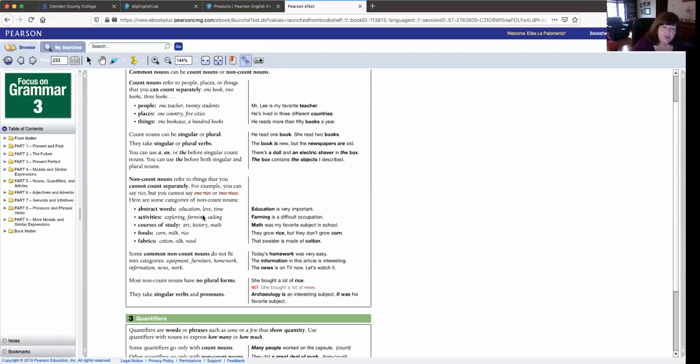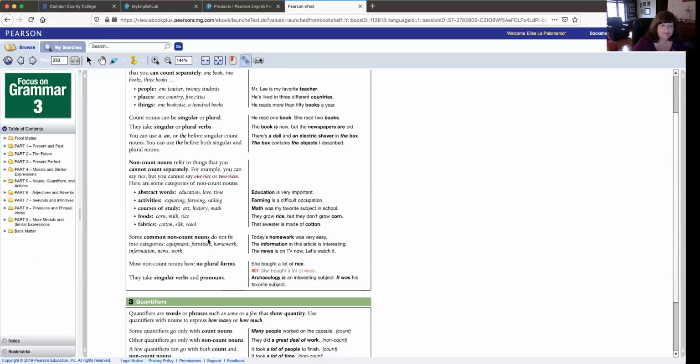So all of these words which are non-count nouns are always used as singular nouns, which means they will always be followed by is or was, okay? And no a, an, or the in front of them.